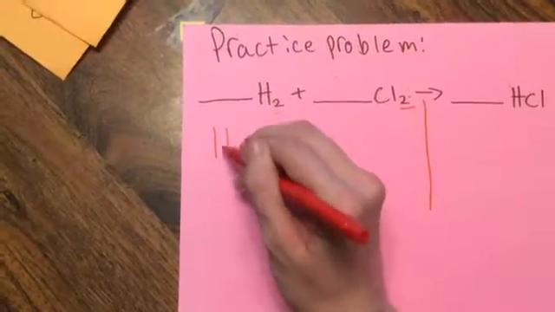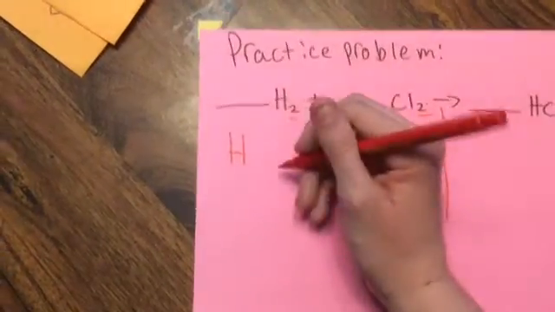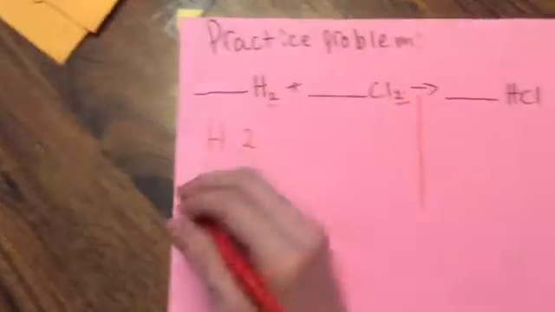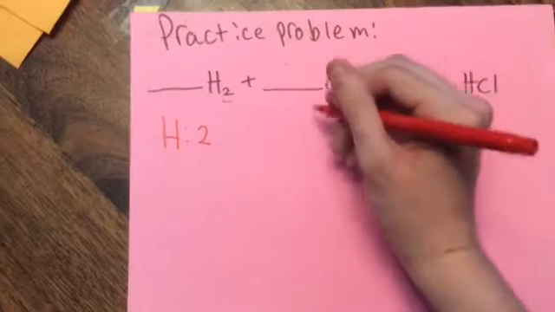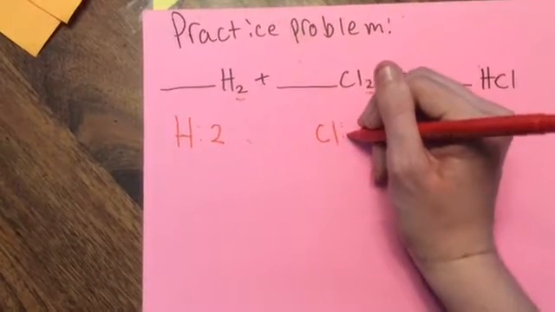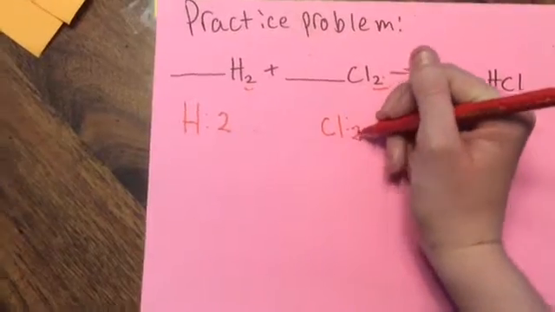So H, hydrogen, 2, and chlorine, I have 2, okay, there.